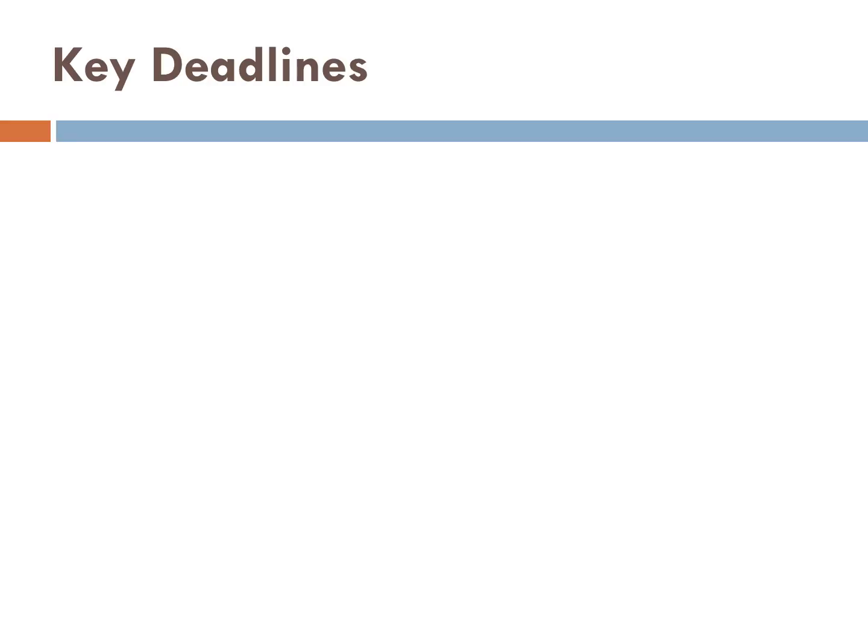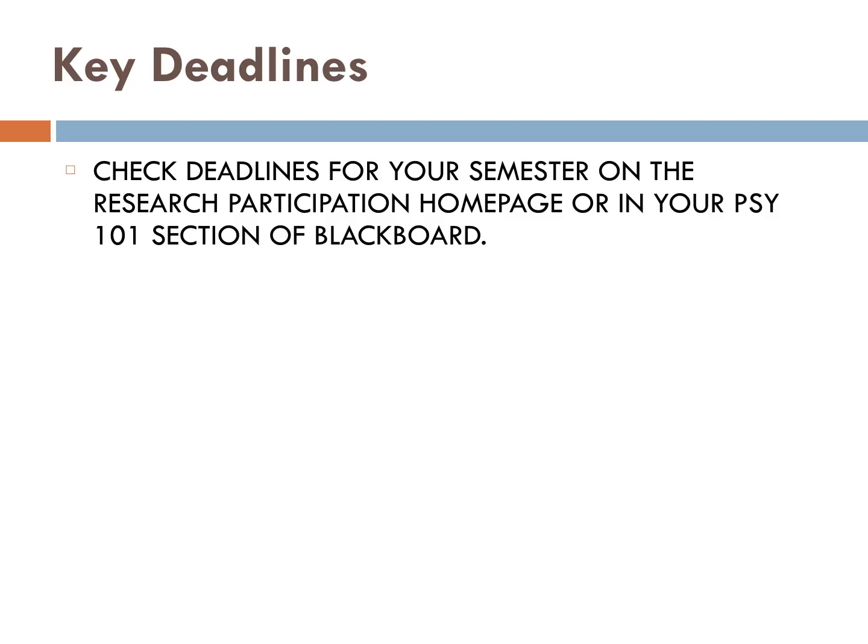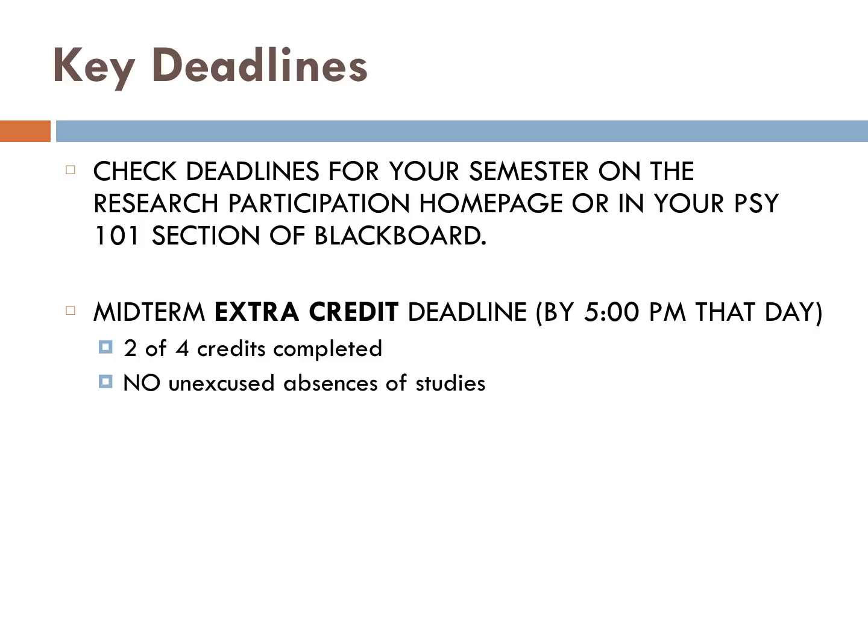All right, now you will want to check Blackboard for key deadlines throughout the semester. So here is some more information about specific deadlines. For Psychology 101 students, there is an opportunity to gain extra credit offered to you. If you receive 2 out of the 4 credits by 5 p.m., the day of the extra credit deadline, you can receive a few points of extra credit to your Psych 101 class. However, please keep in mind that this is only possible if you have no unexcused absences from studies, and there are no exceptions, unfortunately.